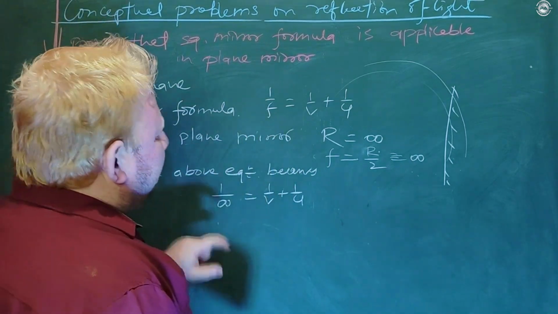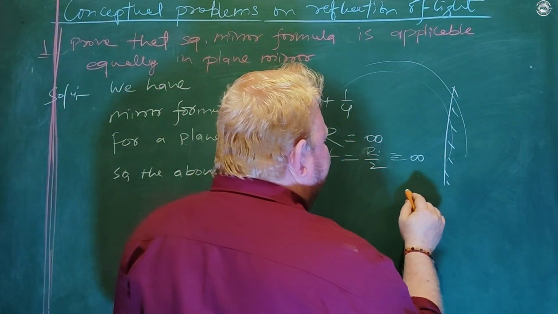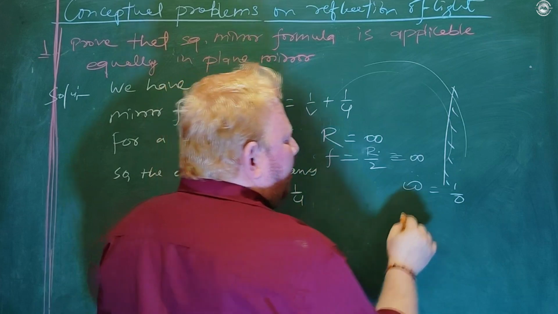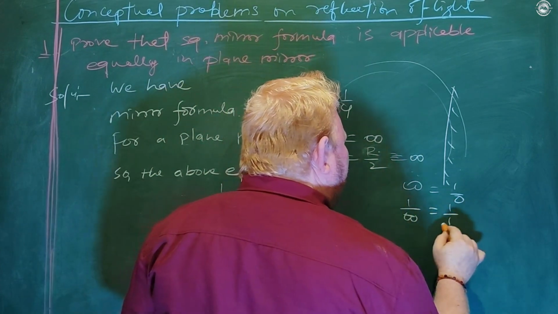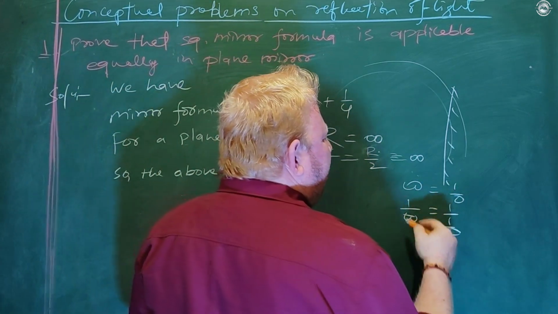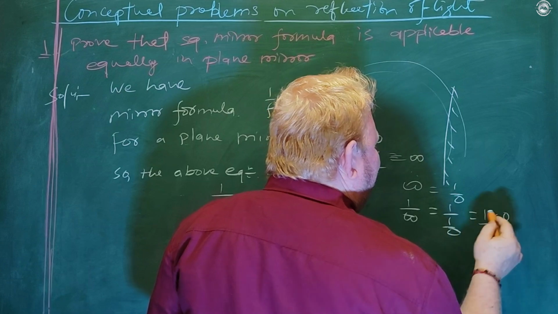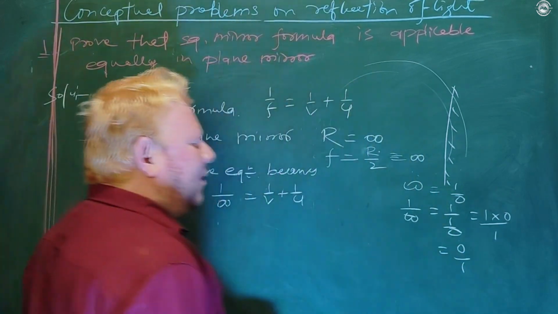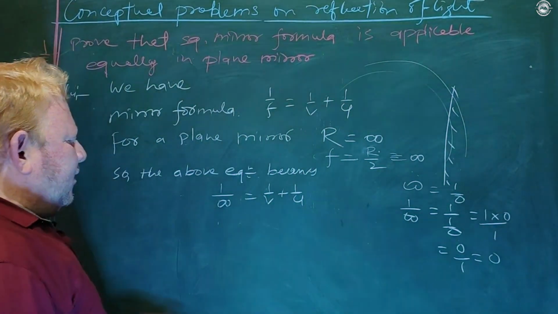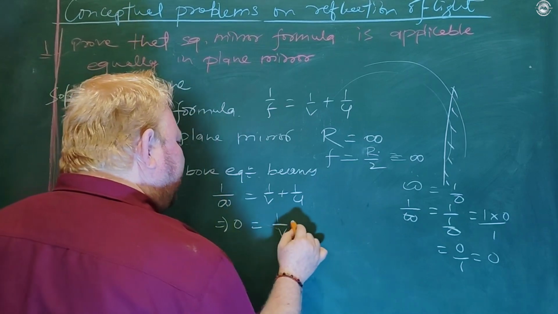Now, 1 by infinity means what, children? Can I write infinity? Infinity means 1 by 0. So 1 by infinity means 1 by 0, which means 1 into 0 by 1, so definitely 0 by 1. So 0 by 1 is 0. So 1 by infinity means 0. 0 is equal to 1 by v plus 1 by u.